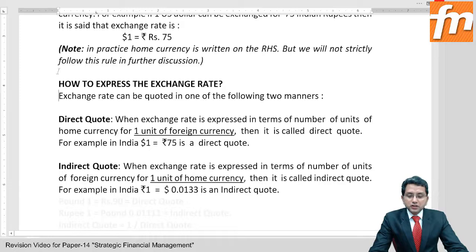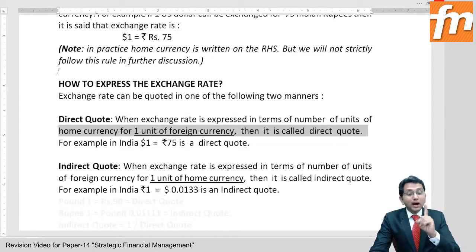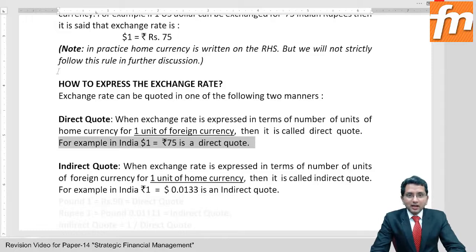Now, how do I express an exchange rate? There are two ways to express an exchange rate. Number one is the direct quote, and number two is the indirect quote. What is direct quote? When the exchange rate is expressed in terms of the number of units of home currency for 1 unit of foreign currency, it is the direct quote. Keep in mind, if it is 1 unit of foreign currency, then this is the direct quote. Now, we live in India, our home currency is Indian rupees. If an exchange rate is expressed like this, $1 is equal to rupees 75.